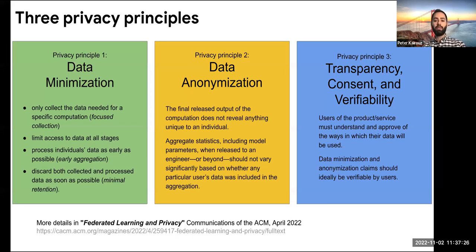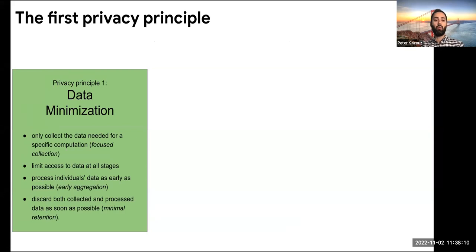And then finally, the third principle ensures that the users of a product or a service understand exactly and approve of the ways in which their data is going to be used. More importantly, they have provable techniques that allow them to verify any claims made on the data minimization or anonymization fronts. So they can either verify them or falsify them. A lot of times you're going to hear about things like zero knowledge proofs, or secure enclaves with attestation, and so on and so forth. These are all related to consent, verifiability, and falsifiability. In this talk, I'm going to focus on the first two principles, and I'll start with the first one.